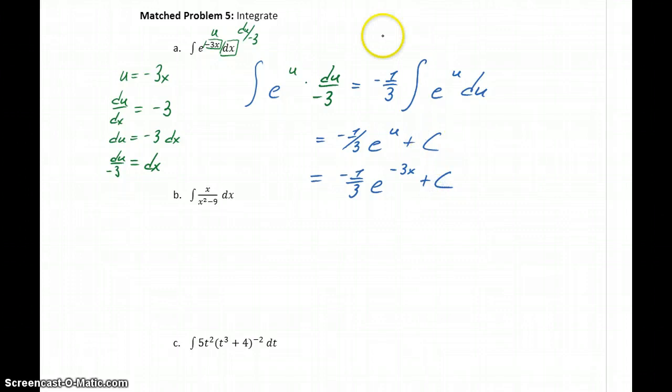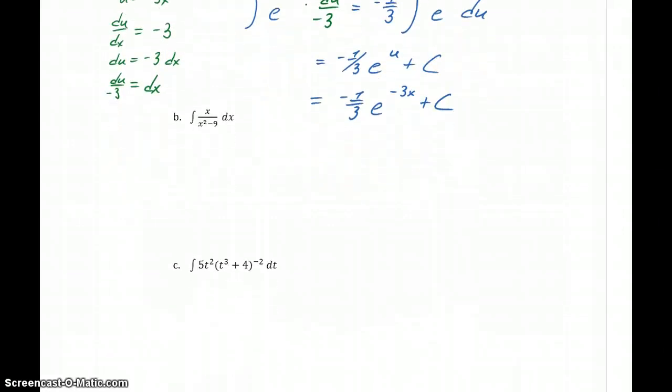So again, the overall process here was the same. We want to rewrite this original problem in terms of u and du. We just had to get a little more creative with this substitution of du, since we didn't have negative 3 dx showing up in our problem exactly. So those can be a little more confusing. Fortunately, we've got several more examples to take a look at here.